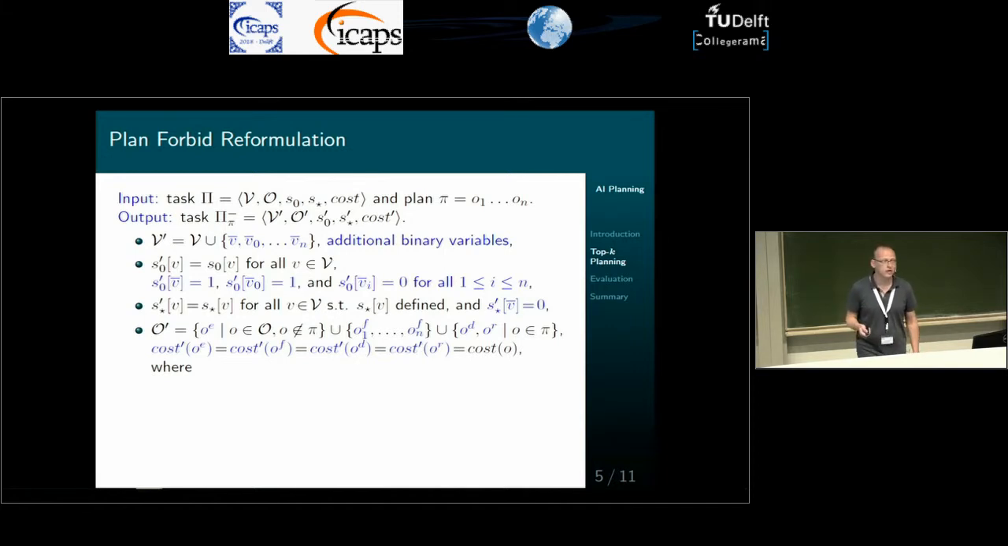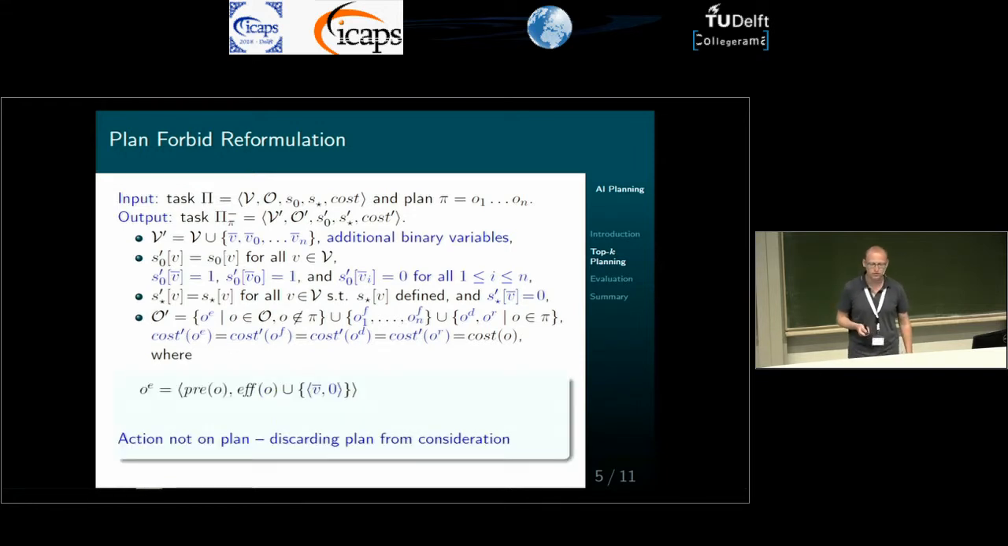Now we need to extend our actions. Basically, we will take the actions and encode them in 4 different ways. First, we'll take those actions that are not on the given solution. If we apply an action that is not on the plan we need to forbid, the outcome would be to set that variable v overline to 0. Now we achieved our goal to diverge from the plan.